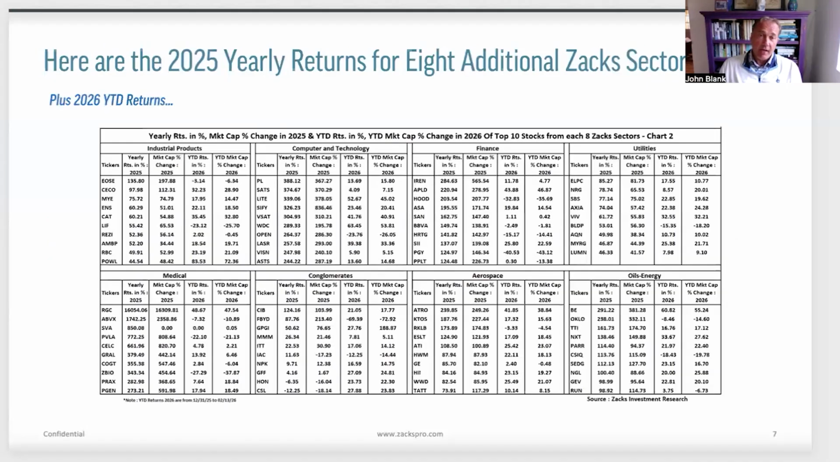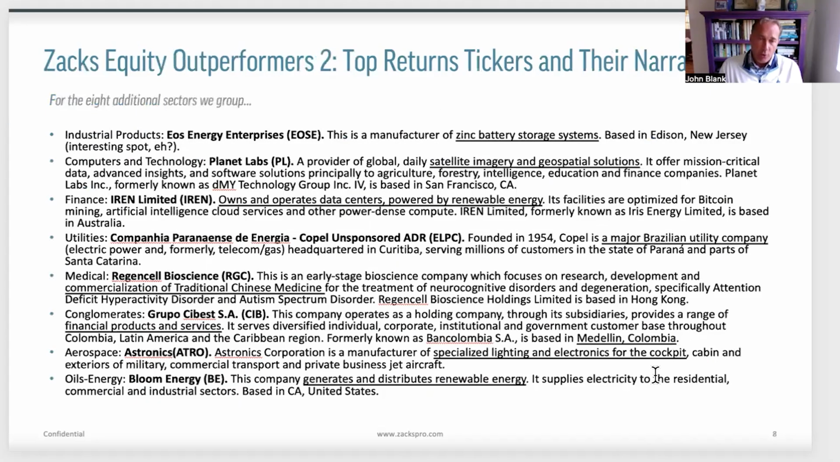Now, again, we've got another 8 sectors to go through on the 2025 returns. And here are the names of those companies. So first off, EOS Enterprises, ticker EOSE. This is zinc battery storage systems, based, of course, in good old Edison, New Jersey, and Thomas Edison's still with us today in this amazing electrical world that we're living in. And zinc battery storage systems is a great idea.